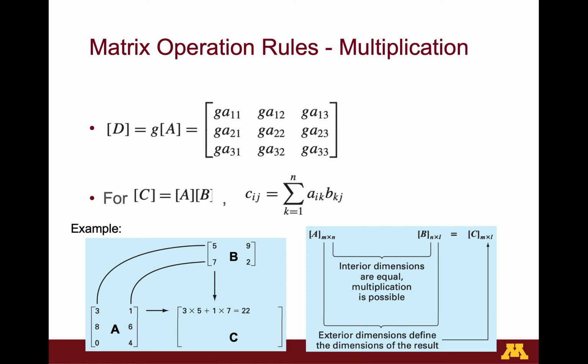Cij equals the multiplication and addition that involves the ith row of A and the jth column of B. For example, C11 equals 3 times 5 plus 1 times 7, where 3 and 1 come from the first row of A and 5 and 7 come from the first column of B. This requires that the number of columns in matrix A must be identical to the number of rows in matrix B. And the exterior dimensions, which are the number of rows in A and the number of columns in B, define the dimensions of the result C.